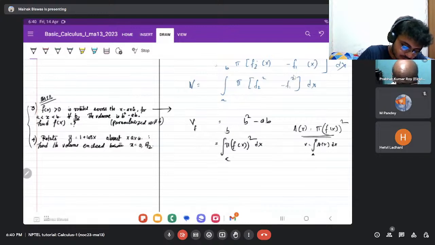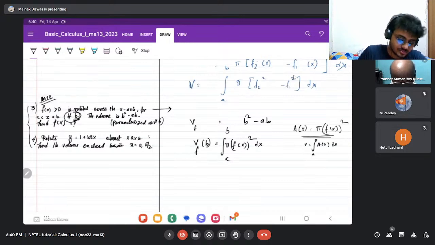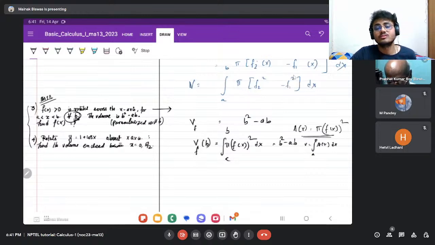So a to b, as you said. So V is a function of b. Do you agree? Because b is changed. So you are told this is equal to b square minus ab. How will I do this? Next, what will I do? So what should I do next to find f of x?